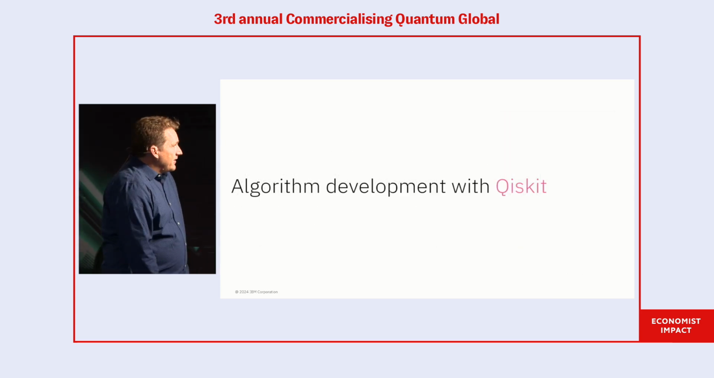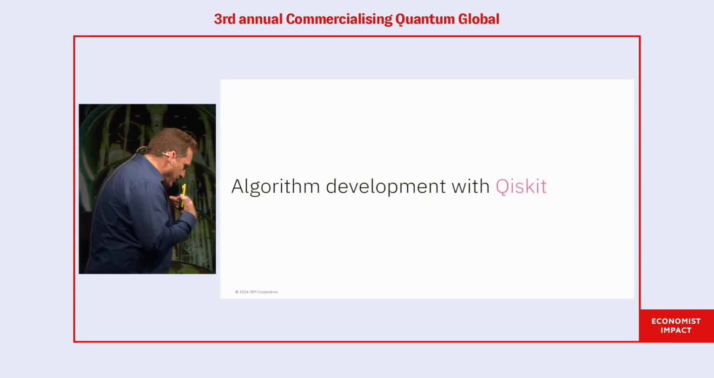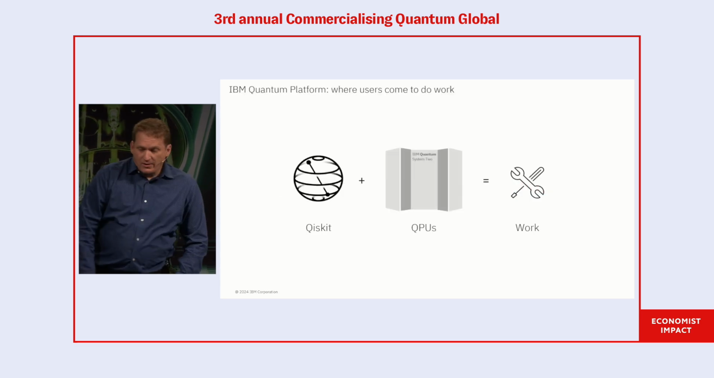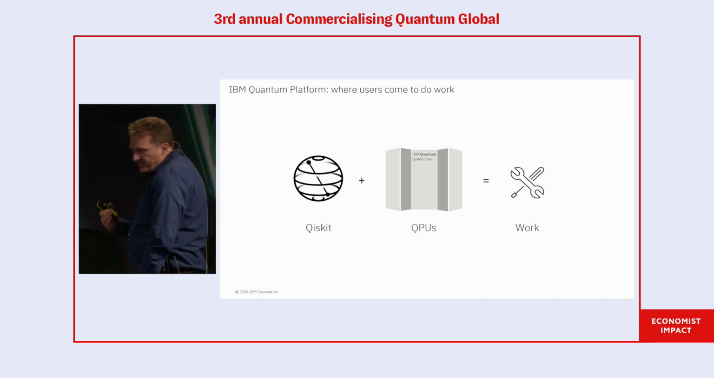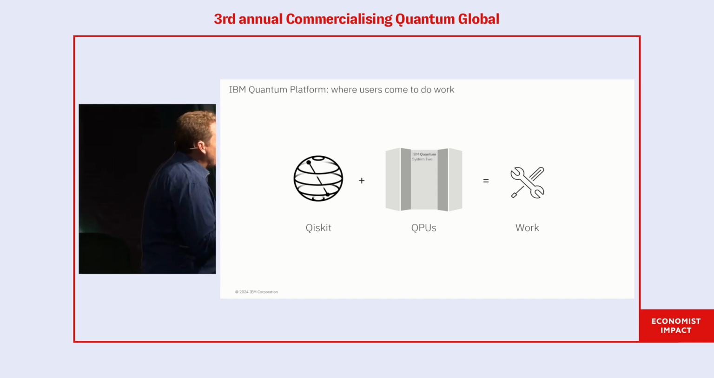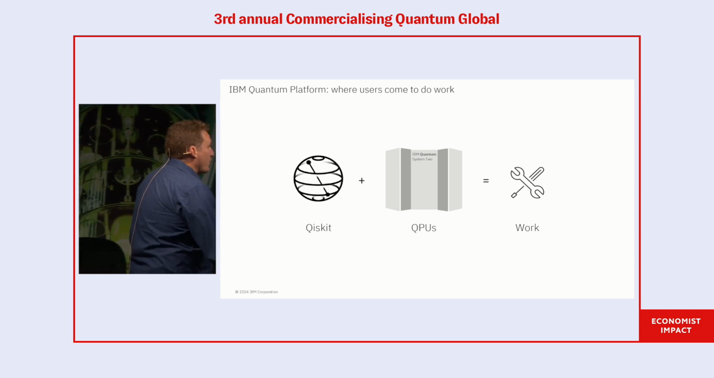And so when I think about this, I think about what's needed is algorithm development. What we've done is we've transitioned Qiskit, which is our open source project, to basically be how we see algorithms getting done. It's got to be Qiskit plus our QPUs is where I hope we will do work.